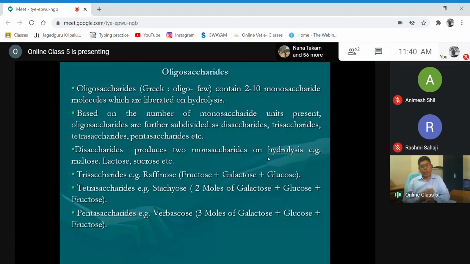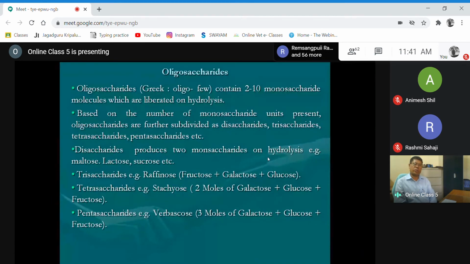If a carbohydrate contains 2 monosaccharide units, on hydrolysis it will produce 2 monosaccharides. We call it a disaccharide. If it contains 3, we call it a trisaccharide, and on hydrolysis this will produce 3 molecules of monosaccharides. So based on the number of monosaccharide units present, oligosaccharides are further subdivided into disaccharides, trisaccharides, tetrasaccharides, pentasaccharides, etc. Disaccharides produce 2 monosaccharides on hydrolysis.